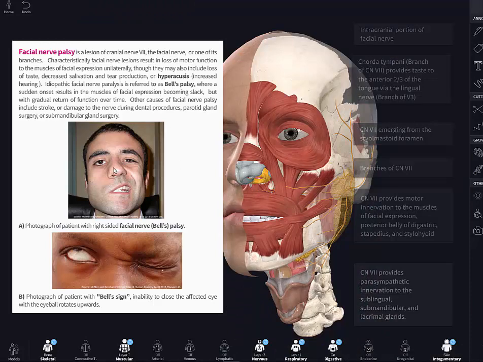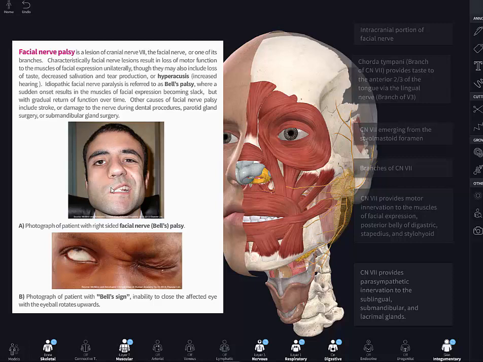So with facial nerve palsy, the lesion of the facial nerve, you might end up looking like this individual here. This person's not trying to make a funny face. He's actually trying to pull up the corners of his mouth and scrunch up his face on both sides at the same time. However, the right side is completely flaccid because he is suffering from unilateral facial nerve palsy.